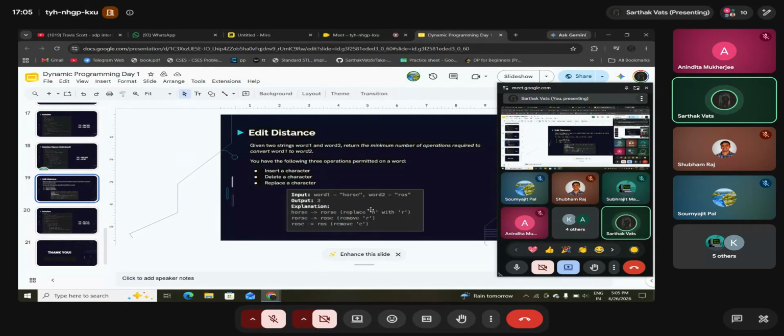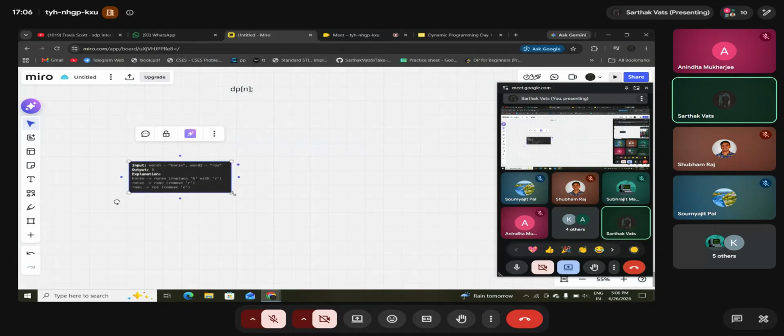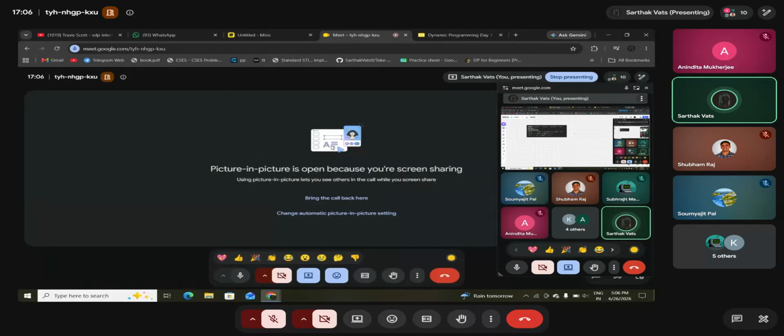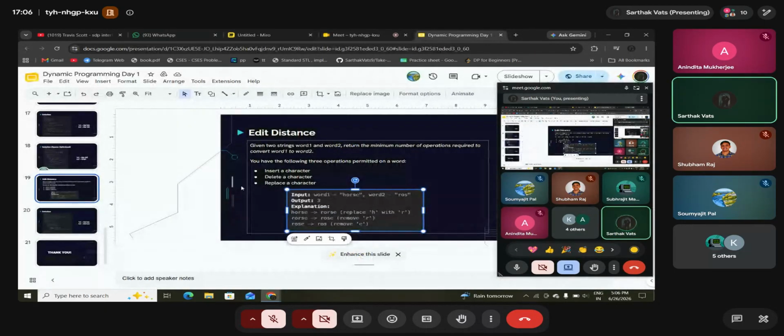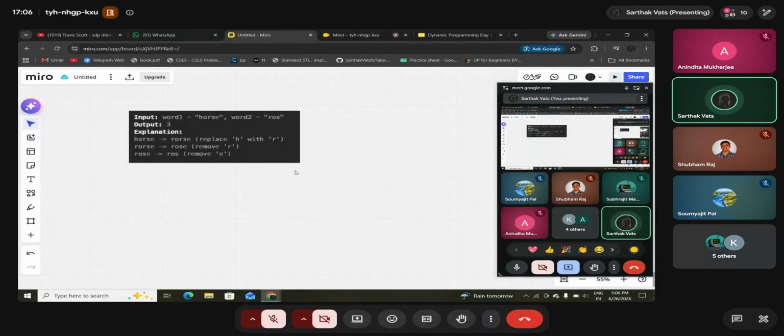As the example here states, if we are given horse and we need to convert it into rorse, then we can just replace an H with an R. If we need to convert rorse into rose, we can just remove R, and then rose into ros would need you to remove E. So we need to minimize the number of steps. The question is the minimum number of operations that you have to perform.